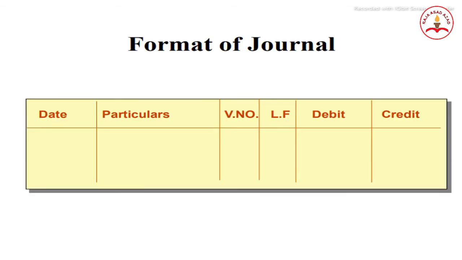The format of the journal is as follows: first we write down the date in the first column, then in the second column, particulars. Particulars means the details of what we sell or what we receive from other organizations or institutions. All the selling and purchasing are entered in the particulars. Then voucher number, ledger folio, and debit and credit columns are given in the format of the journal.